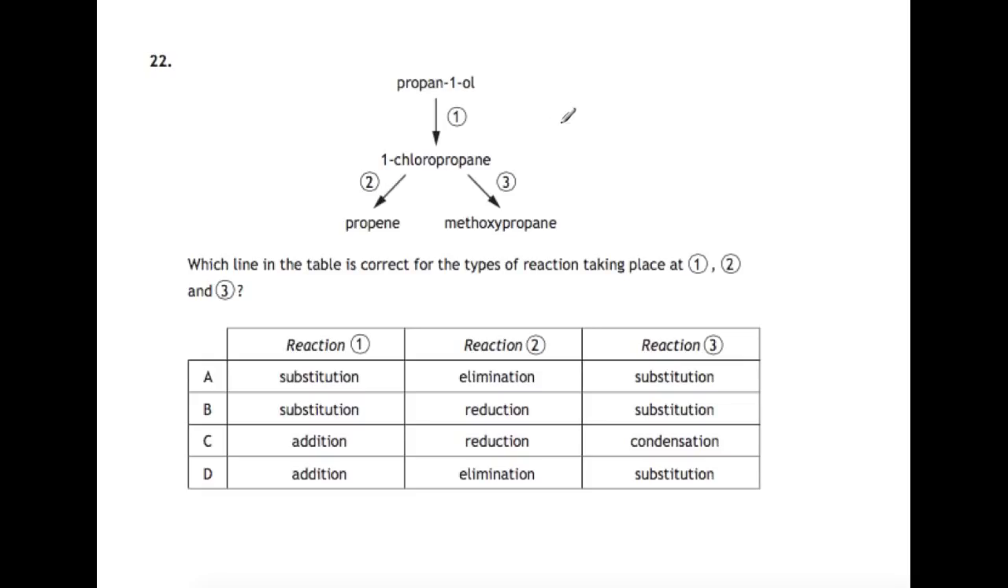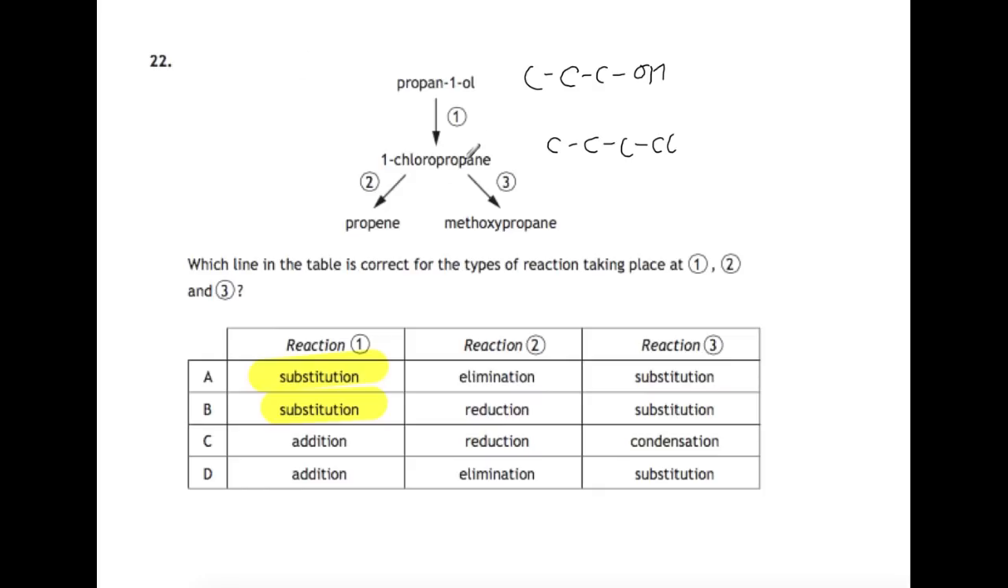So here we're looking at reactions, and we have 3 reactions to have a look at. So we're starting from propan-1-ol. So we have 3 carbons with an OH on the end, and then we are going to 1-chloropropane. So we have exchanged the OH for a Cl, which is a substitution reaction. So we can only have A or B as our answers.